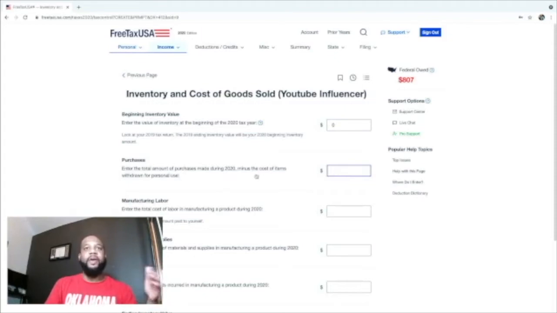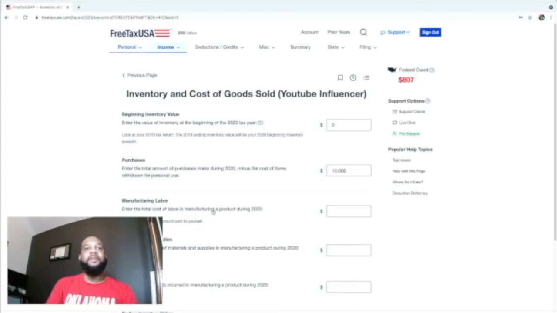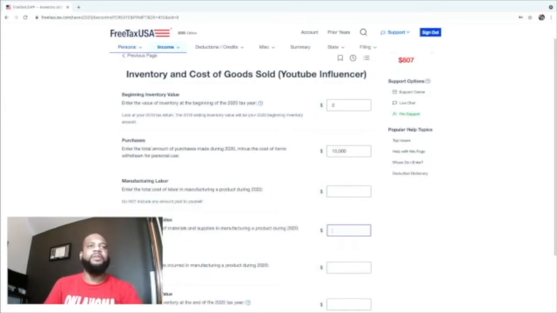The purchases you made, minus the cost of items you got for personal use. So if you made $50,000 worth of purchases, this is where you put that in. But for sake of being easy, let's say $10,000. We did $10,000 worth of purchases. Total amount of cost in manufacturing of the product during 2020. Do not include the amount you paid to yourself. So anything you paid to an outside vendor or person or contractor is what you would put in here. Materials and supplies.